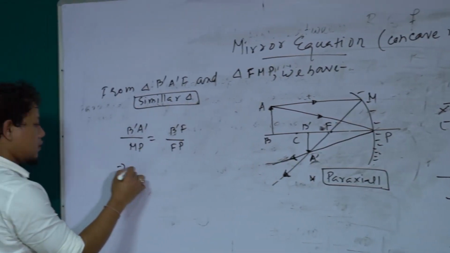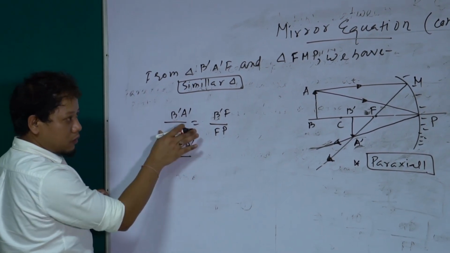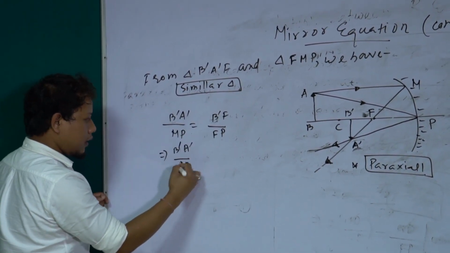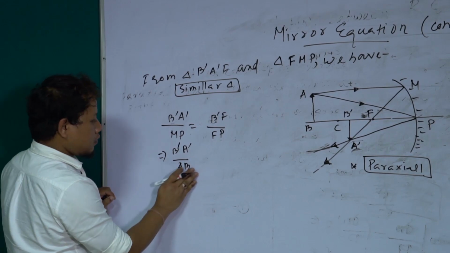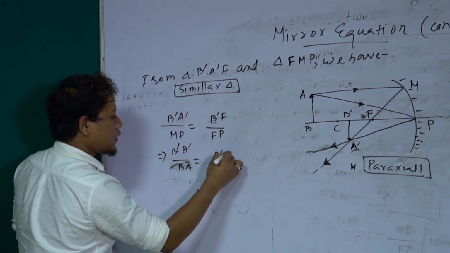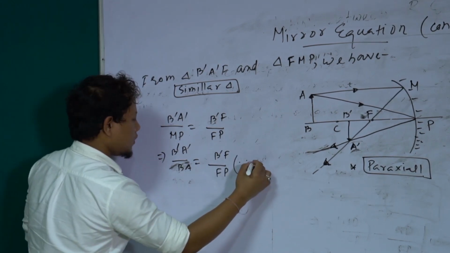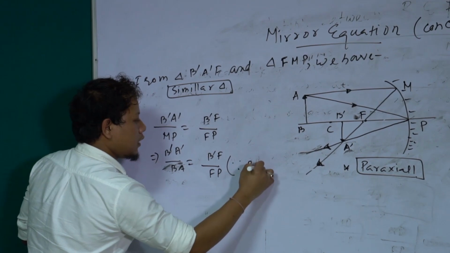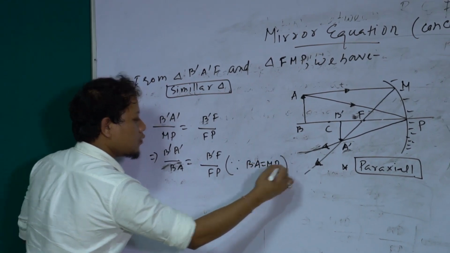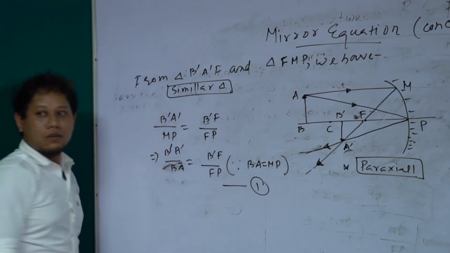So here, B'A' divided by MP, in place of MP we can write AB, or if you want, you can write BA. And B'F divided by FP. Here you have to mention clearly, since BA equals MP, for paraxial rays. So this is equation number 1.